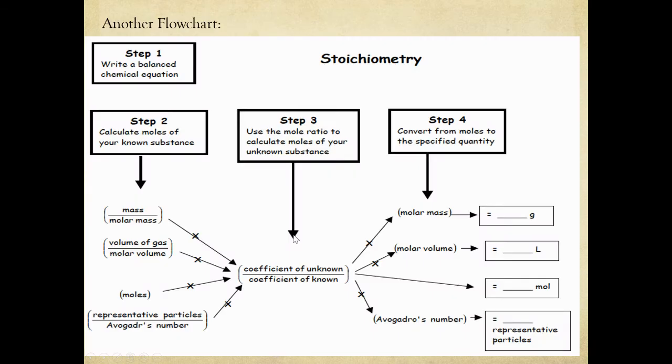So, another flow chart. Step one, write a balanced chemical equation. Always do this if you don't have a balanced equation. Make sure you have a balanced equation for your reaction. Then calculate the moles of your known substance. Use the mole ratio to calculate the moles of your unknown substance, and then convert from moles to the specified quantity of whatever you want. So change from whatever you have to moles, change from moles of your known to moles of your unknown, and then go from there to get what you want.